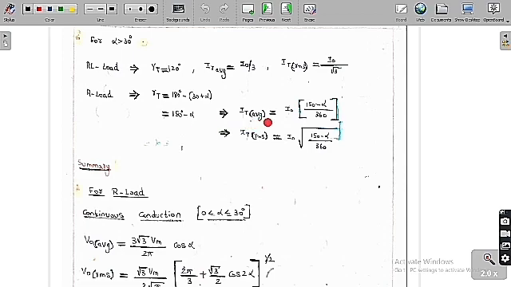Therefore, if you want to find IT average, it is I naught into 150 minus alpha by 2 pi or 360 degree, and IT RMS is equal to I naught into under root of 150 degree minus alpha by 360 degree.